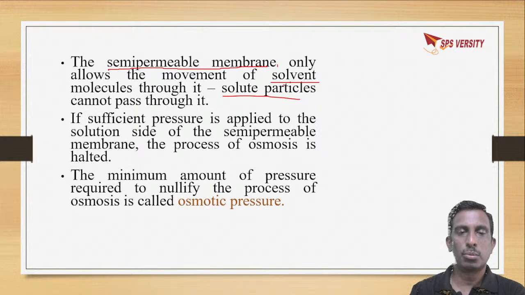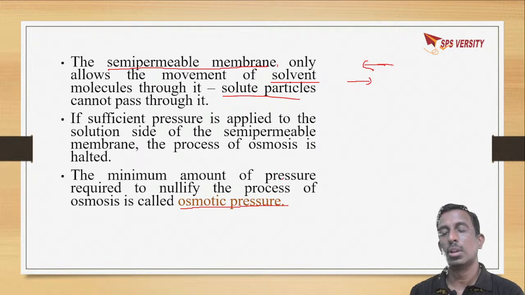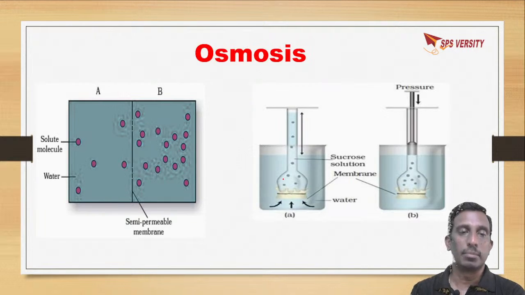और ये प्रोसेस को स्टॉप करने के लिए, if you apply force from the solution side, opposite force, that is, osmosis ये डायरेक्शन में रहता है, अब if you apply force in this direction, which will stop this process, that is called osmotic pressure. Osmotic pressure different है और osmotic potential different. Okay. Osmotic pressure is the pressure applied to stop the process of osmosis.